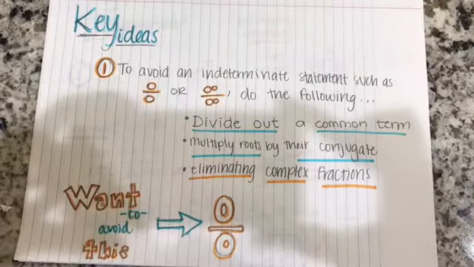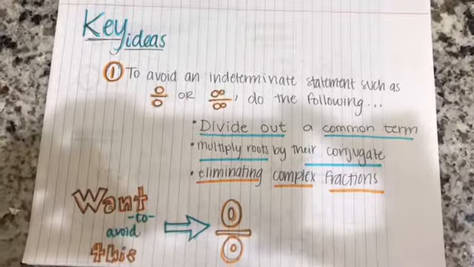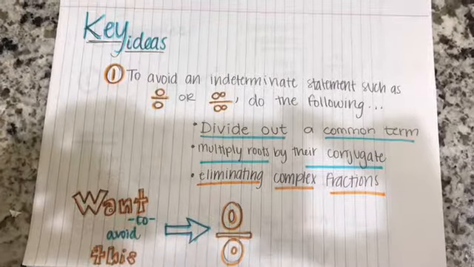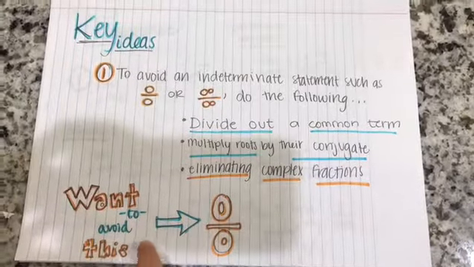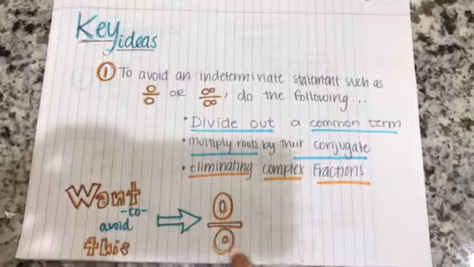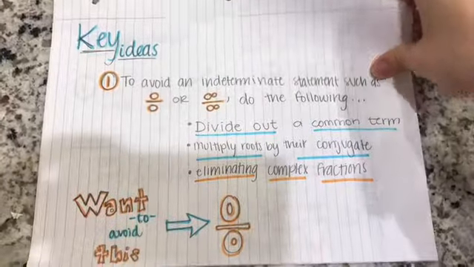We can also eliminate complex fractions, and we do so by finding a common term and multiplying through a common denominator term, that is. So the key idea here is that we want to avoid that indeterminate statement. So let's look at some examples.